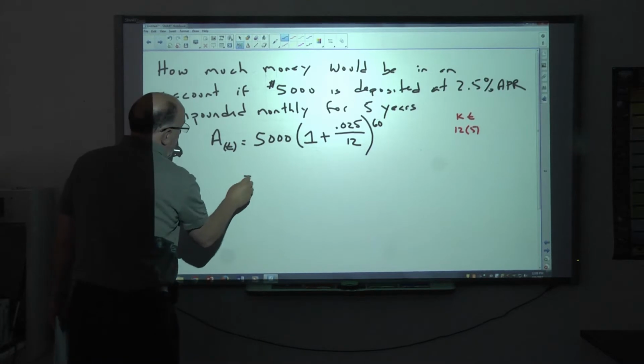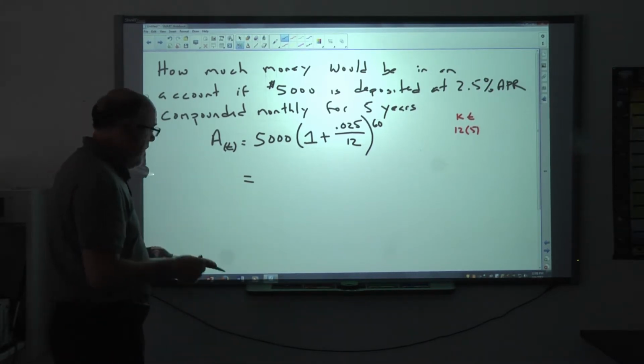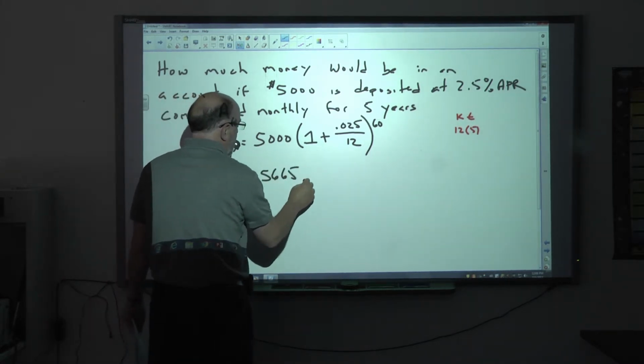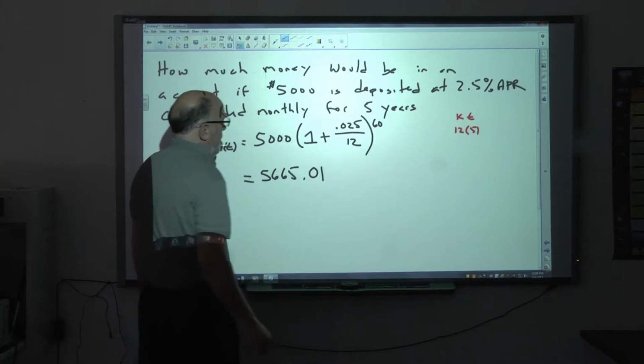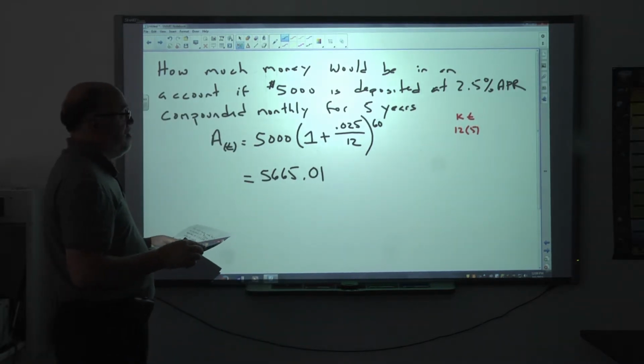Then it's a matter of plugging that all into the calculator and getting the number. And so we end up with $5,665.01. Given that we're talking money, we round that number to the nearest penny.